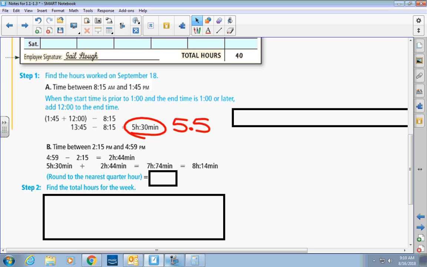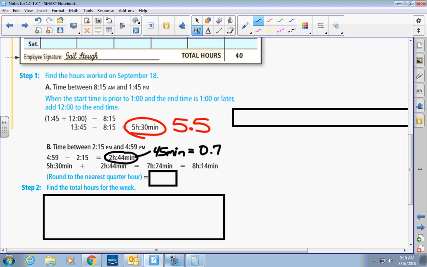2:15, 3:15, 4:15, and 5:15 is too much because we only went to 5:59. So that is 44 minutes beyond that. So I just count with my fingers. So that's 2 hours and 44 minutes. This is real close to 45 minutes, which we said was 0.75. So this is like 2.75.